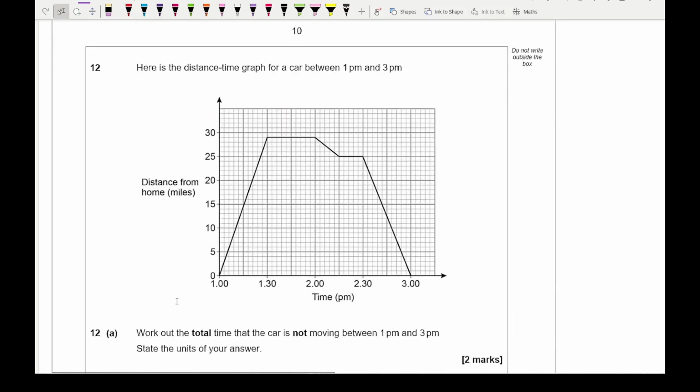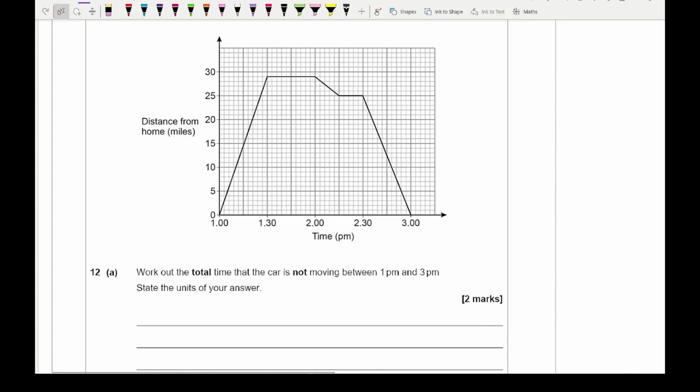Moving on to question 12, it says here is a distance time graph for a car between 1 p.m. and 3 p.m. And for 12.8 it says work out the total time that the car is not moving between 1 p.m. and 3 p.m. Now where it's not moving is basically where it is a horizontal line. So the question is looking for time. So it's this time here and this time here.